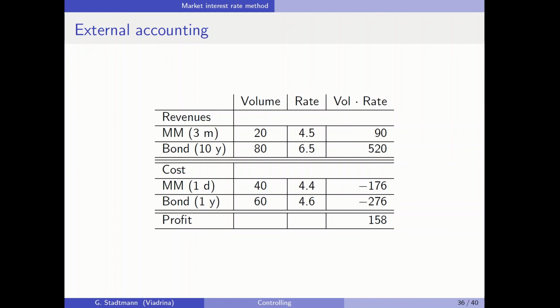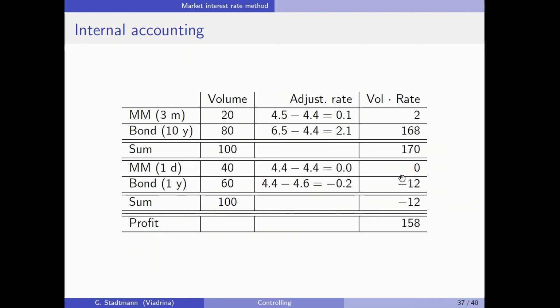When it comes to the internal accounting, it is very important that we remember that the daily money market rate is at the level of 4.4%, because we are evaluating the profitability of all balance sheet items against the money market rate. This is performed on slide number 37.